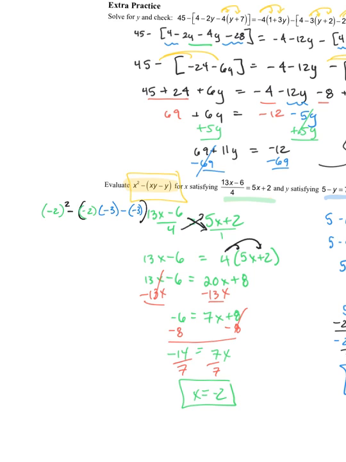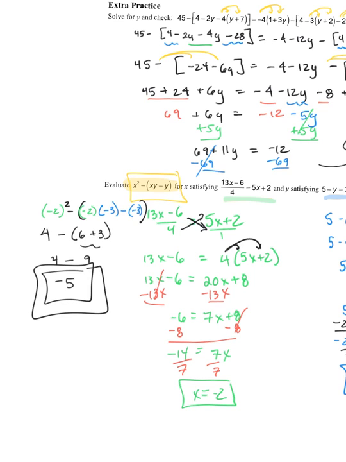Okay, so that would give me 4 minus 6 plus 3. 6 plus 3 is 9. 4 minus 9 is -5. So my final answer is this. I have evaluated this expression after having found my value of x and y. And that's it.